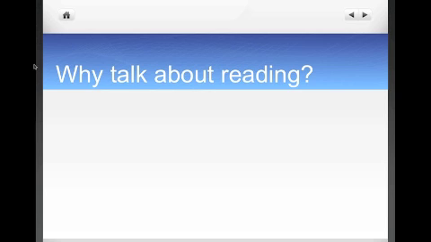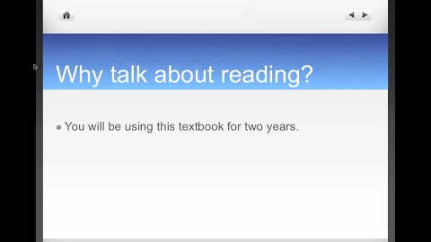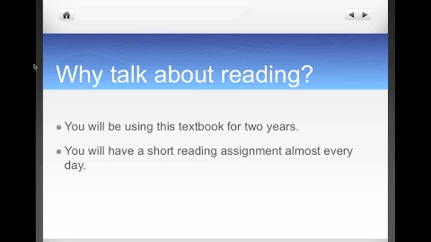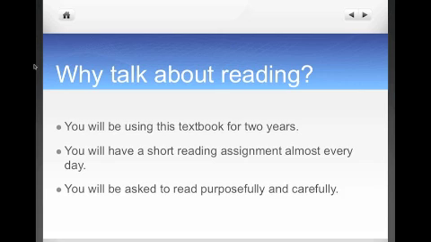So why should we talk about reading? Well, you're going to be using your textbook for 2 years, and you will have short reading assignments almost every day from it. So in 9th and 10th grade, we use the same textbook, and we do use it every day. So you are going to need to get to be good at this.